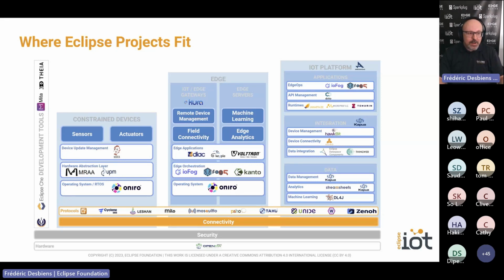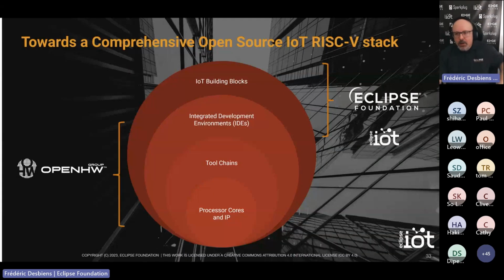So please have a look. There is probably something for you that you could be using, and all of that, of course, is open source. We are also working closely with the Open Hardware Group. We are fraternal organizations in the sense that we are joined at the hip. Open Hardware works on the processor cores and IP, the tool chains, and even the Core 5 IDE on top of that. And in our case, we have the IoT building blocks and the base Eclipse development environment that we provide to IDE developers and things like that.